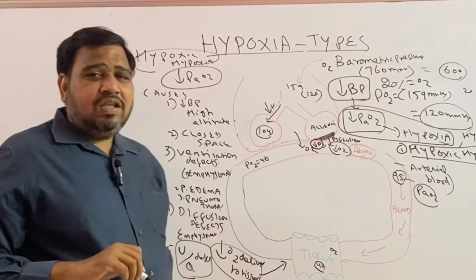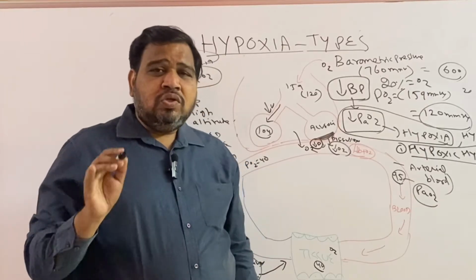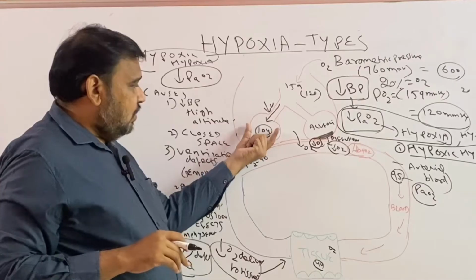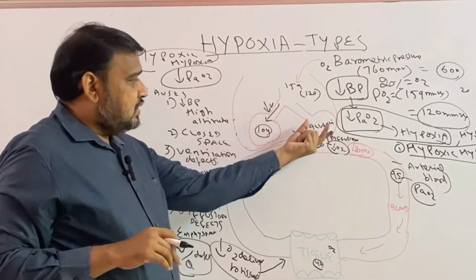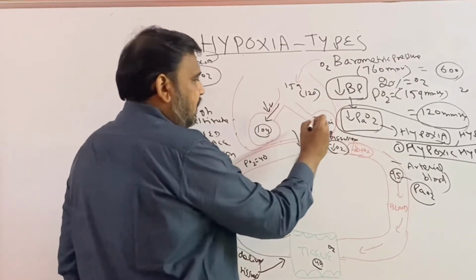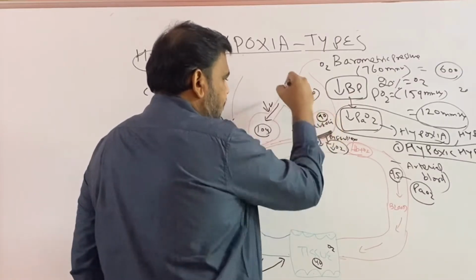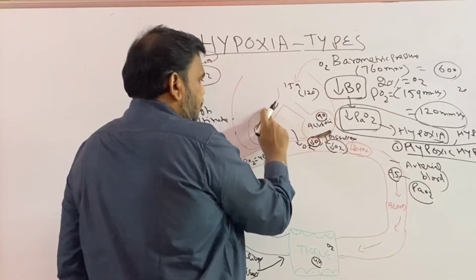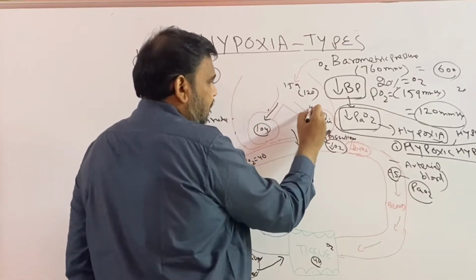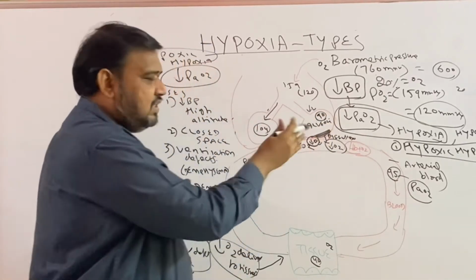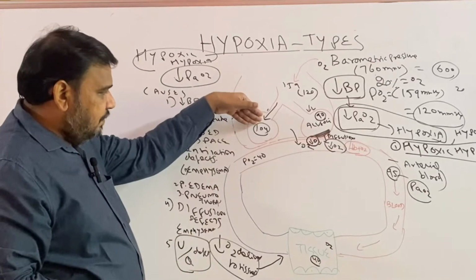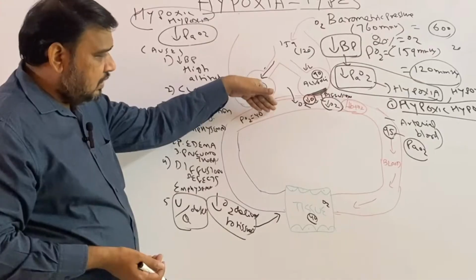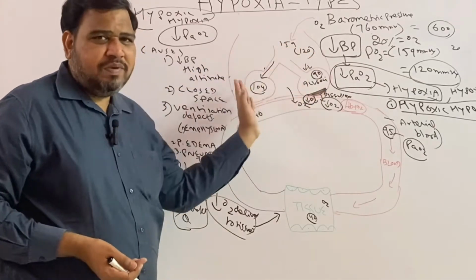So V by Q is nothing but ventilation perfusion ratio. What happens in a V by Q defect is, for example, imagine this alveoli is well ventilated, so 104. This alveoli may not be well ventilated, it may be 90 something, decreased. So what happens? There is a mismatch. From here, enough oxygen is going to the blood, but here it is less. So there is a mismatch.